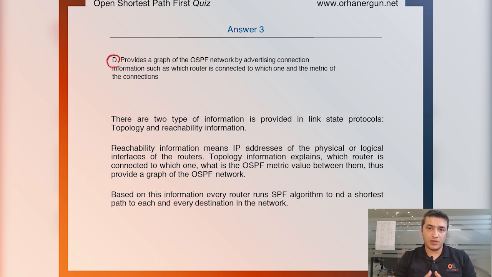Topology information: router A is connected to router B and router B is connected to C. Now each and every router knows this information, and whichever subnet is coming from router C, router A knows this as well. And each and every router in the same area knows exactly the same topology information.